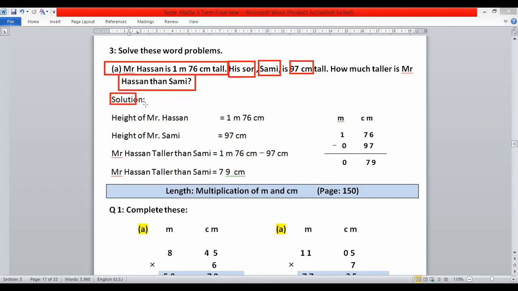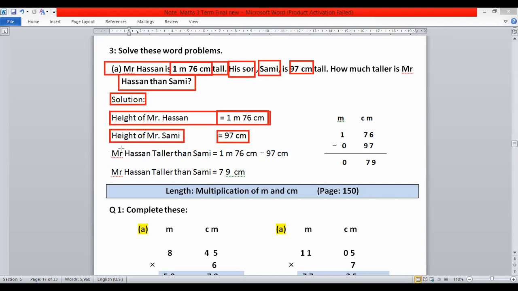So in solution, first of all, we write solution, and after that, we write the height of Hassan. The height of Hassan is 1 meter 76 centimeter, and after that we will write the height of Sami, that is 97 centimeter. So we have to find how much taller is Mr. Hassan than Sami.